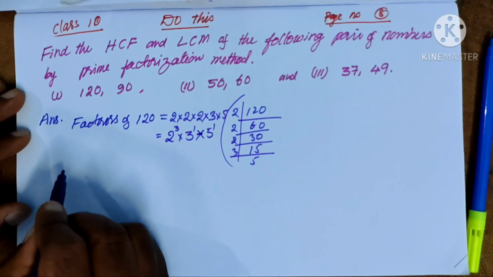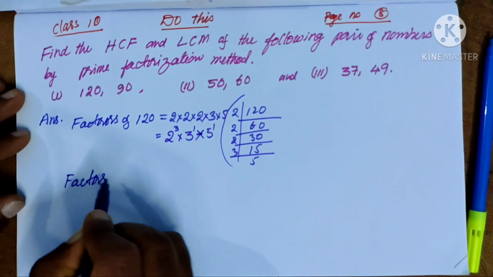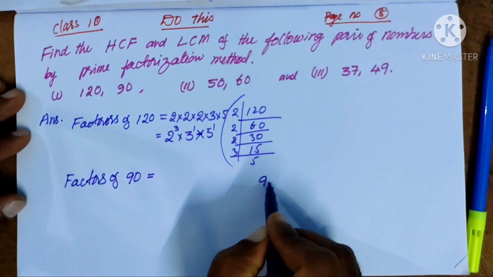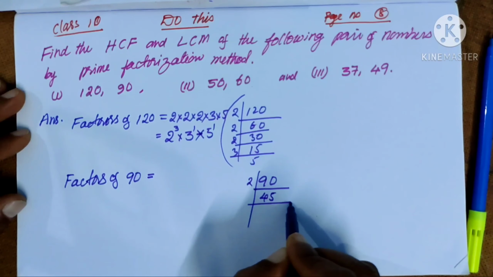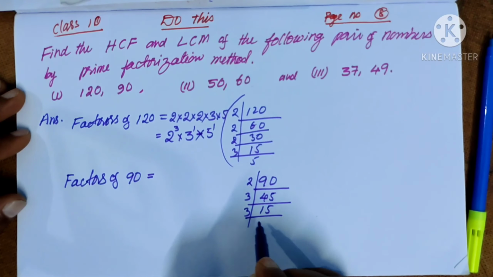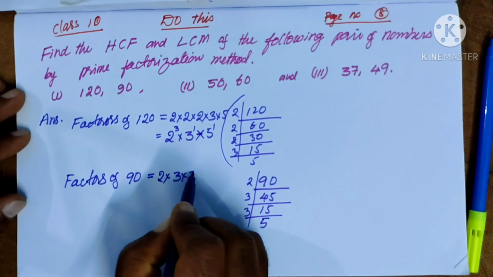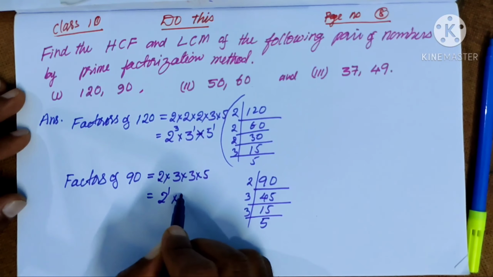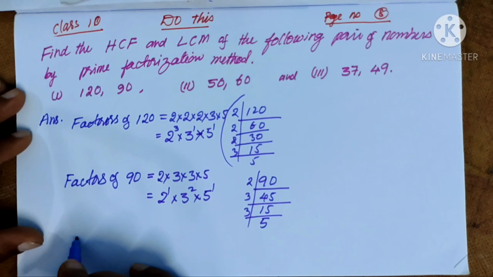Okay. Now factors of 90. 2 45s are 90. 3 15s are 45. 3 5s are 15. So 2 into 3 into 3 into 5. This can be written as 2 to the power of 1 into 3 to the power of 2, because 3 is 2 times, and 5 to the power of 1.